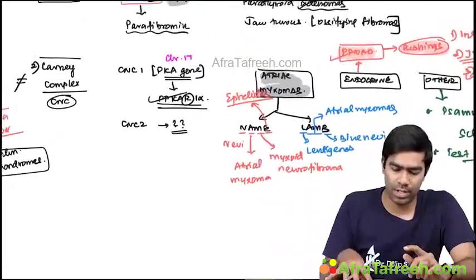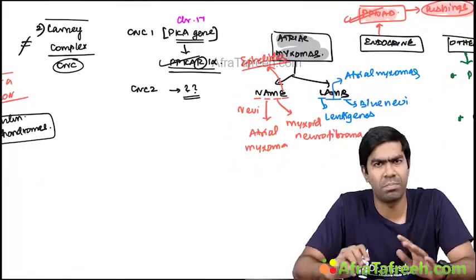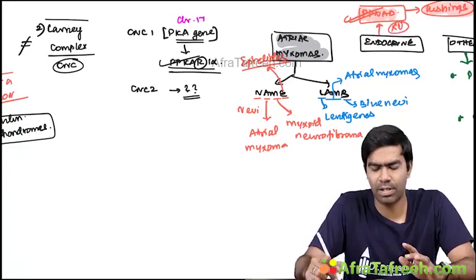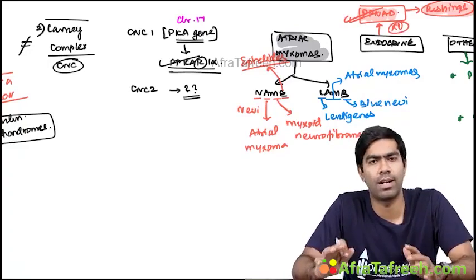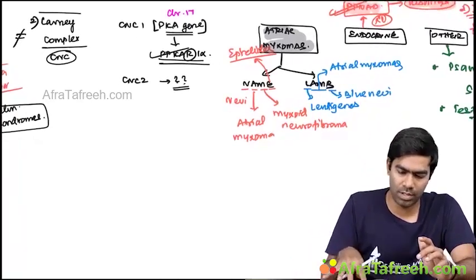So we have discussed in detail about the Carney complex. The most important question on Carney complex will be from the PPNAD. Please never forget this PPNAD, primary pigmented nodular adrenal disease. Never forget it. Clear?